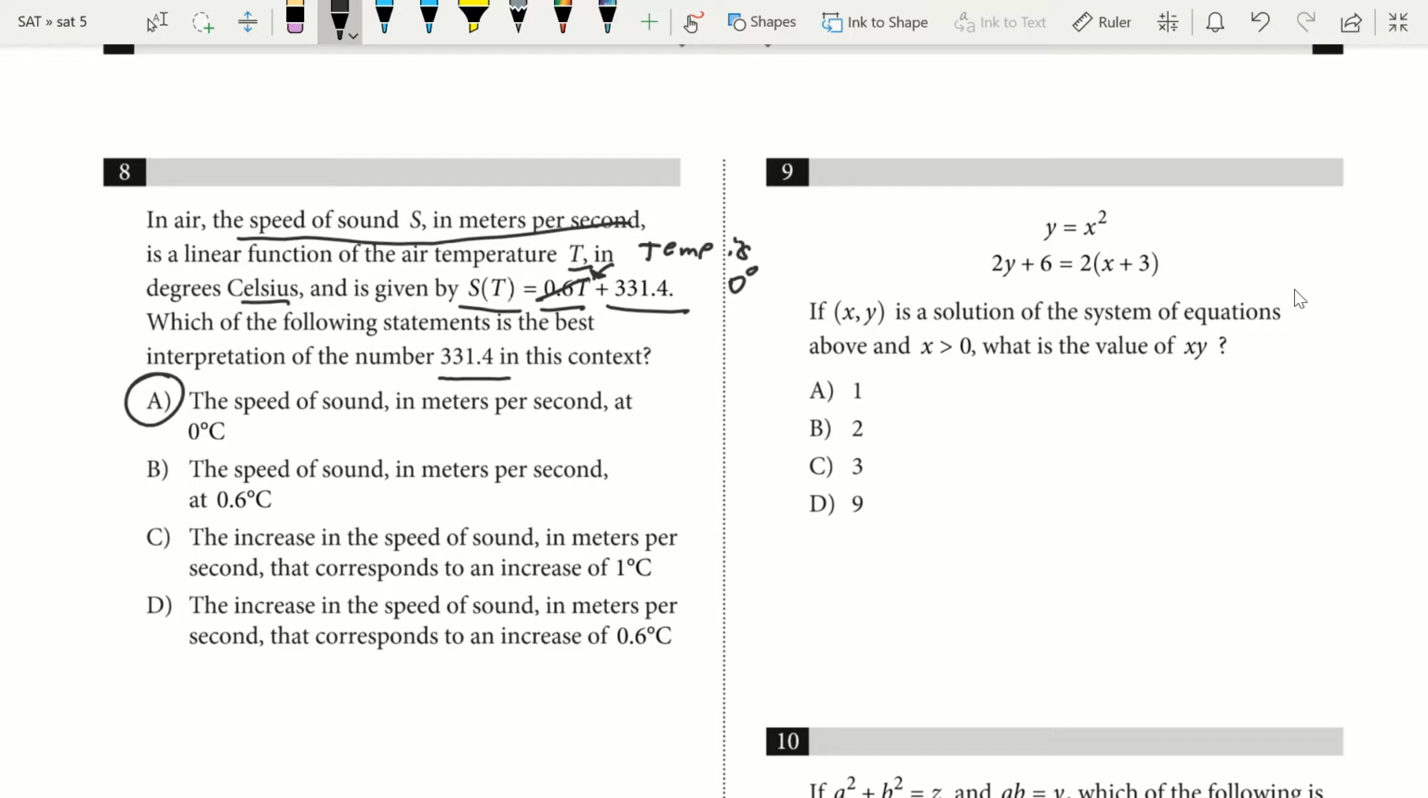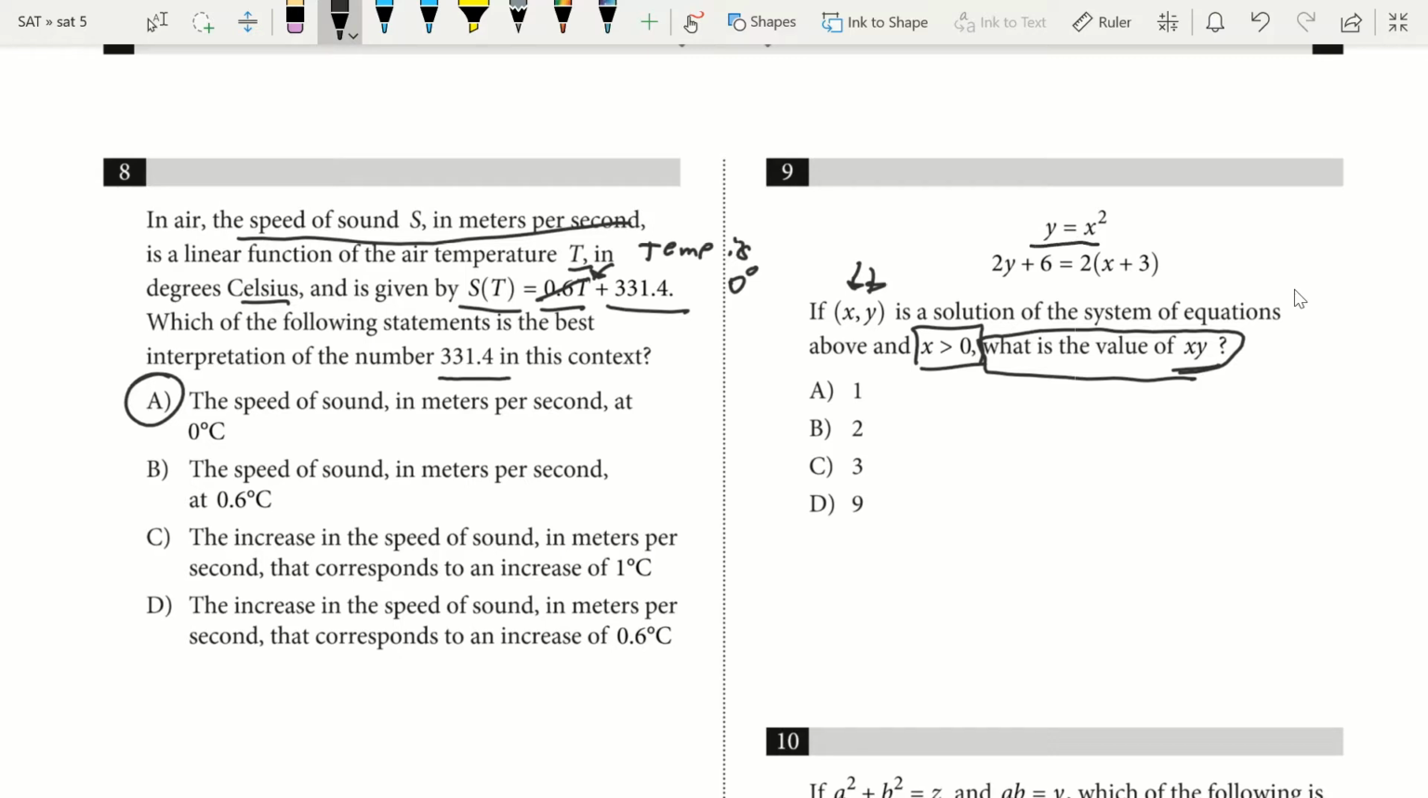Question 9. If xy is a solution of the system of equations above, and x is greater than 0, which just means x is positive, what is the value of x times y, right? So we want to make sure we pay attention to our end question here. We're not asked for x or y or their coordinates. We're asked for x times y. So we'll first find the coordinates, then we have to remember to multiply them.